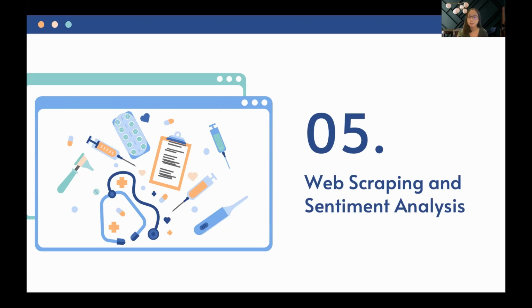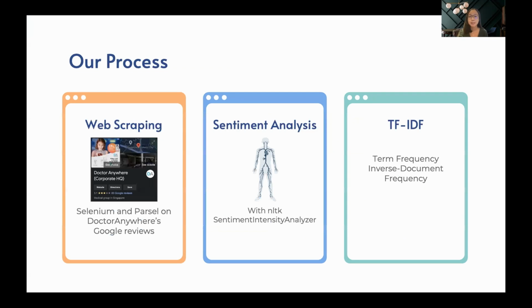In reviewing customer feedback, one can identify words commonly used while determining customer sentiments, which will be useful for the service provider, be it the customer service hotline operator, doctors, and nurses, to understand their strengths and shortcomings. So, this is our process for the data model. Sentiment analysis will be carried out on Google reviews of Dr. Anywhere, categorizing positive, negative, and neutral sentiments, with further analysis using term frequency inverse document frequency, TF-IDF. Web scraping will be used for data collection of the Google reviews.